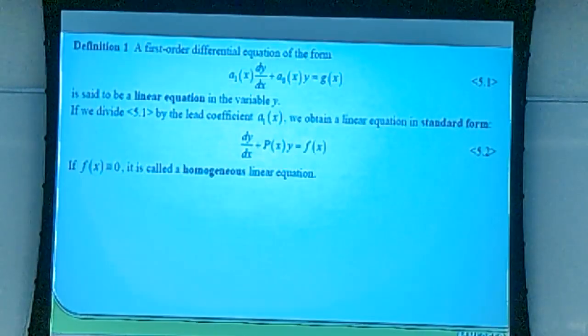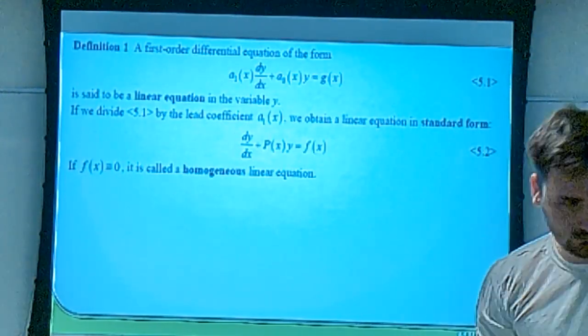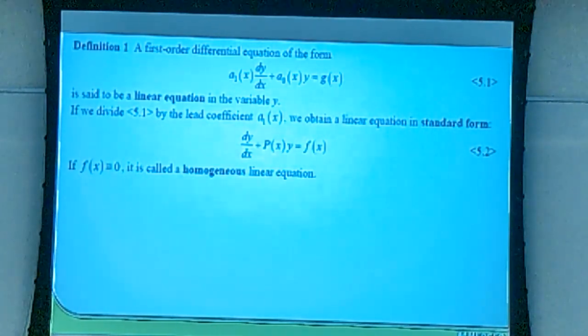First order linear equations. Are you familiar with what a linear equation is? First order: a1 of x times dy/dx plus a0 of x times y equals some function g of x. We call that linear. Standard form: dy/dx plus p of x times y equals some function f of x. If f of x is identically 0, then we say that the linear equation is homogeneous. And obviously, if f of x is not identically 0, then it's non-homogeneous.